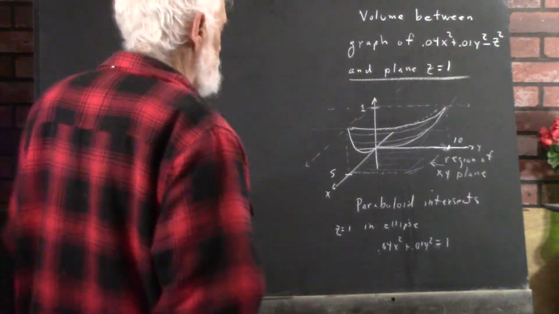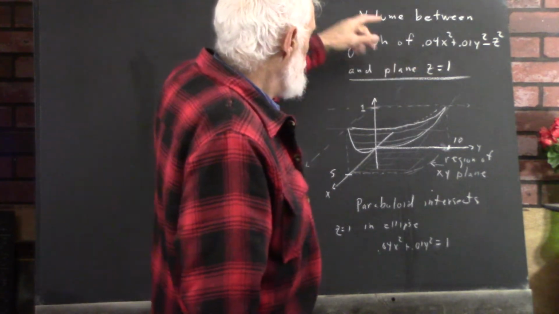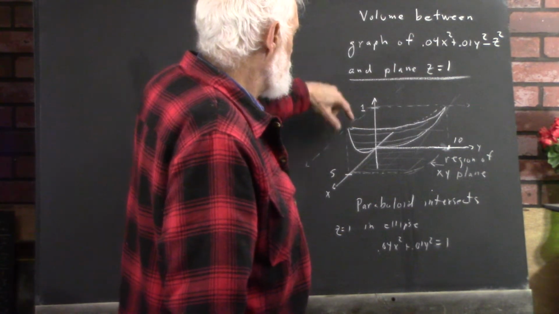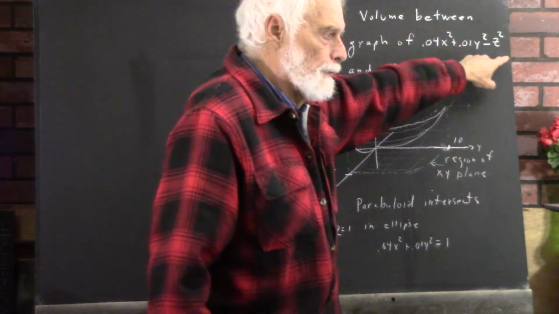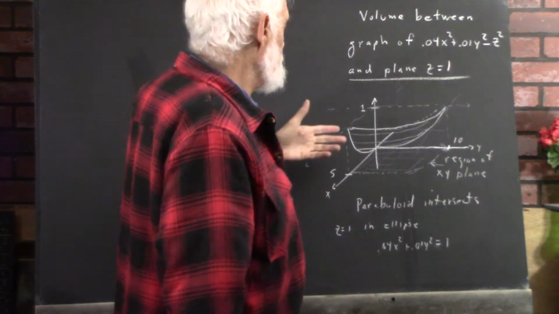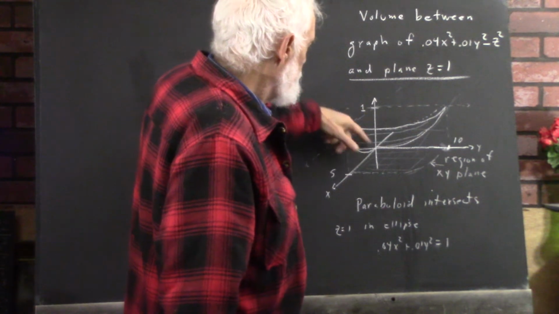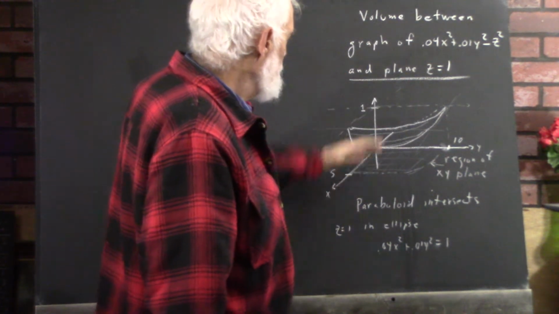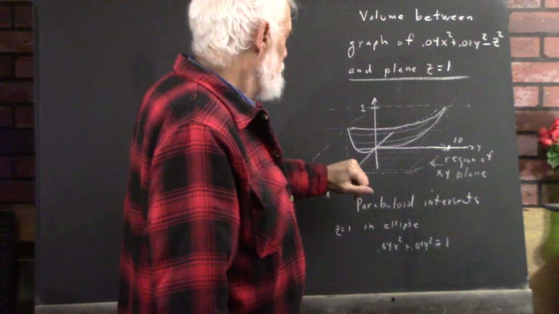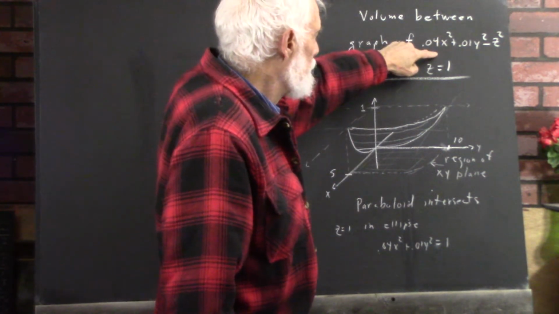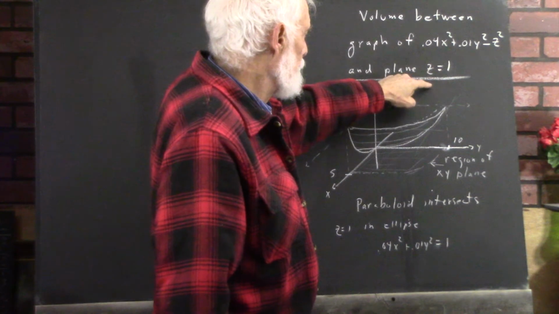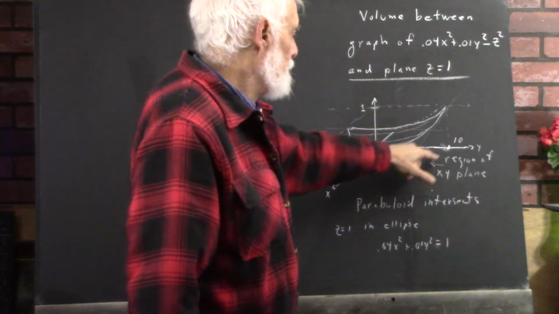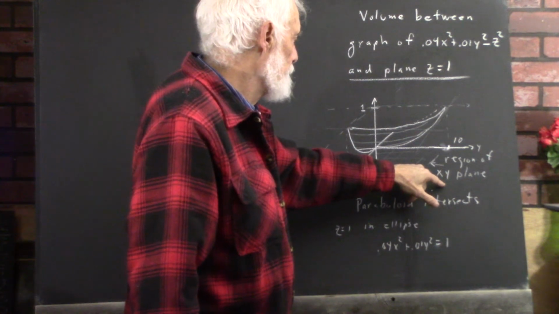So once again, here's a depiction of the surface defined by this expression. Paraboloid, elliptical paraboloid, not a very good picture, but the surface between the graph of this and the plane z equals 1 lies above this region in the xy plane.